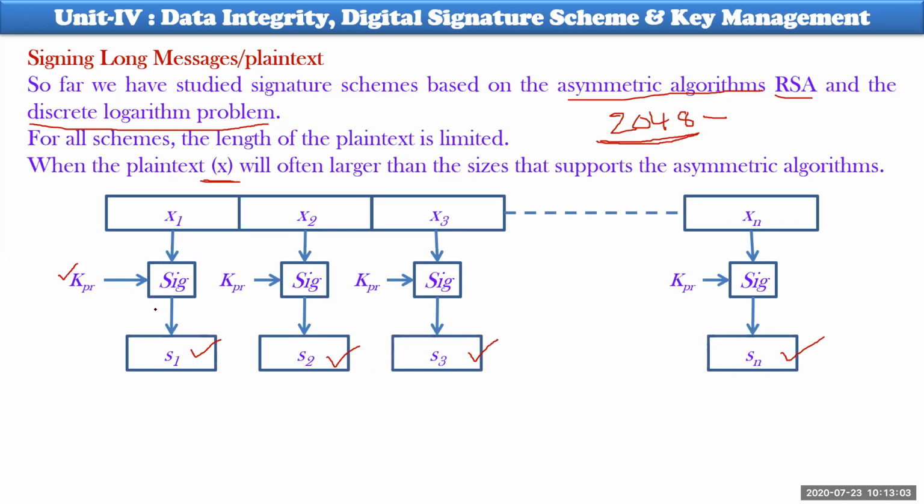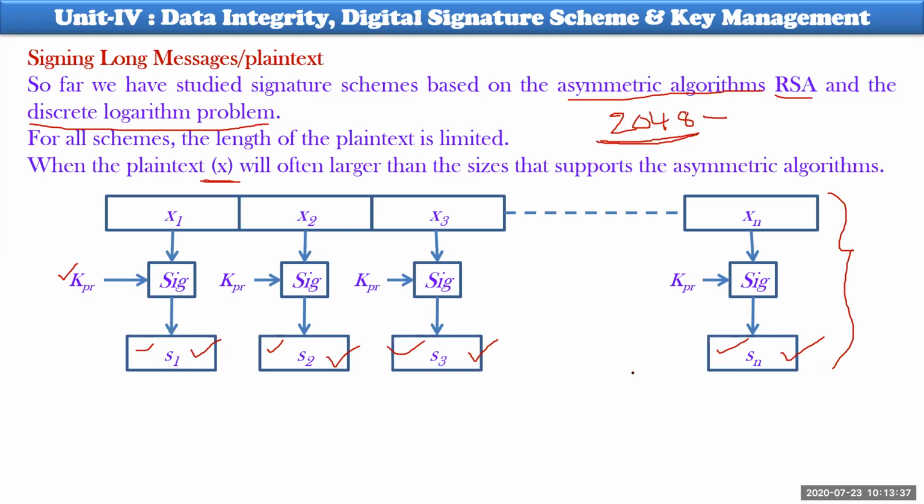While applying decryption, the recipient operates RSA in decryption mode. For S1, he operates one decryption algorithm. The same decryption algorithm is applied to S2, S3, and Sn. After getting everything, he appends all the decrypted outputs together, and gets the whole message. So this is what happens.